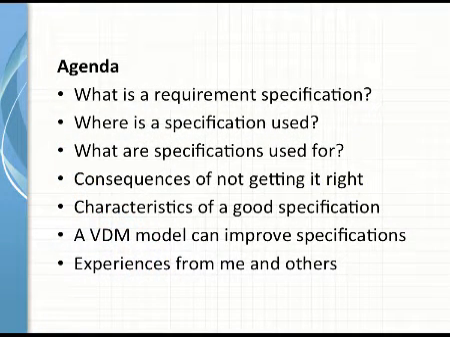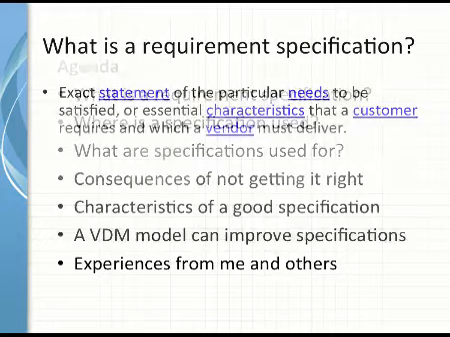I will start by letting us all get a common understanding of what a requirement specification is. I'll proceed by discussing where these are used and what they're used for. Afterwards, I'll discuss what the consequences can be if mistakes are made in requirement specifications. Then I'll try to give characteristics of a good specification. Afterwards, I'll present how I think that VDM models can be used to improve requirement specifications. And finally, I'll attempt to substantiate that by mentioning a number of different projects where this has been demonstrated.